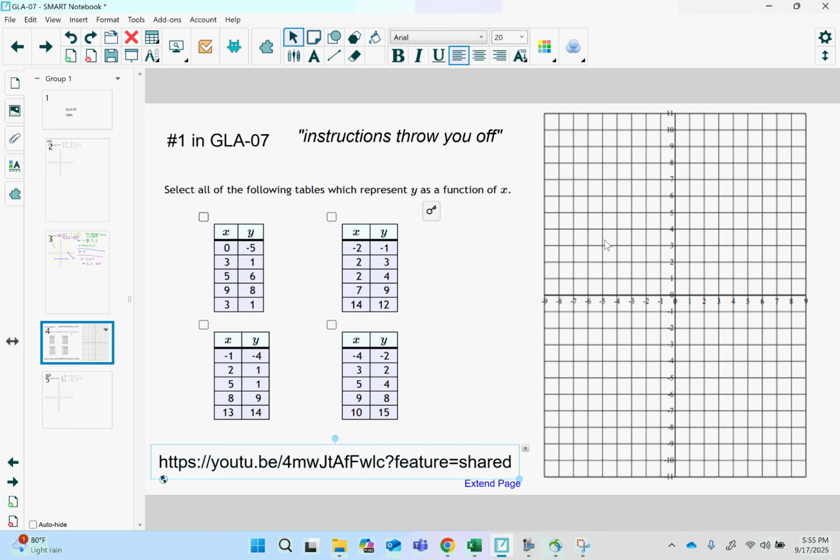Right, in this one, we are asked to select all of the tables that are shown below. From the tables that are shown below, select all the ones that are functions, that represent functions.